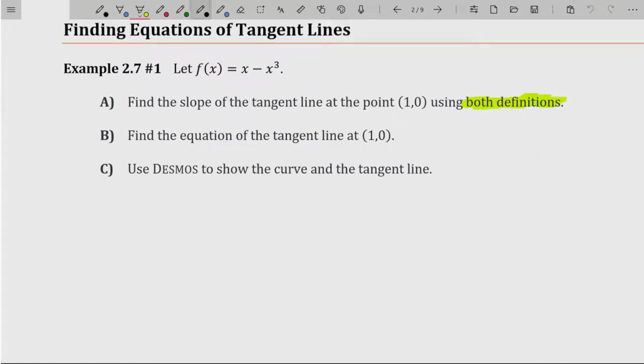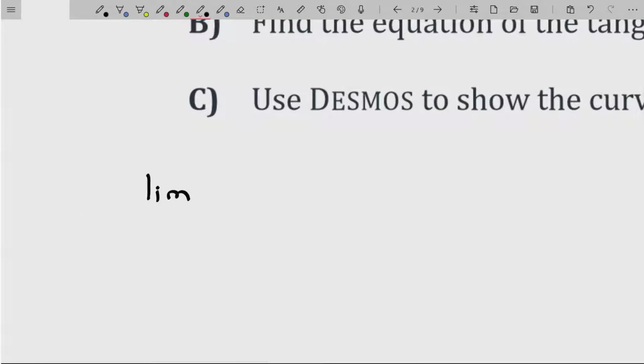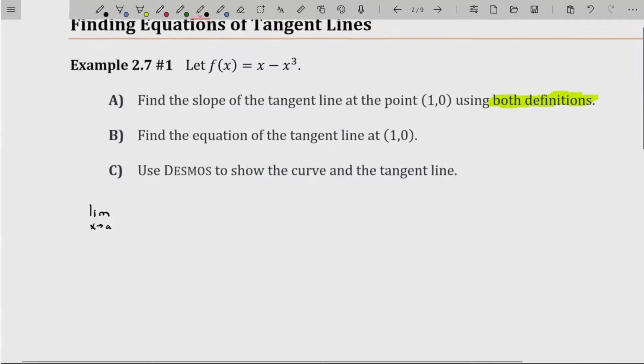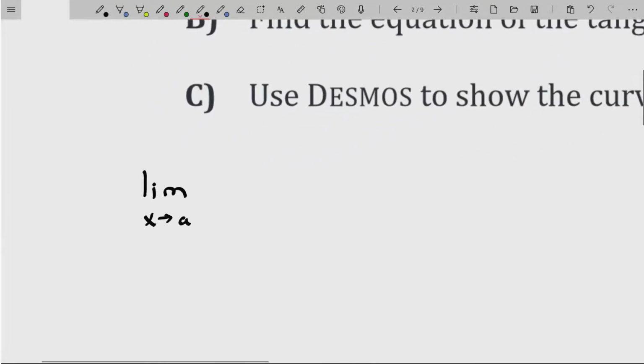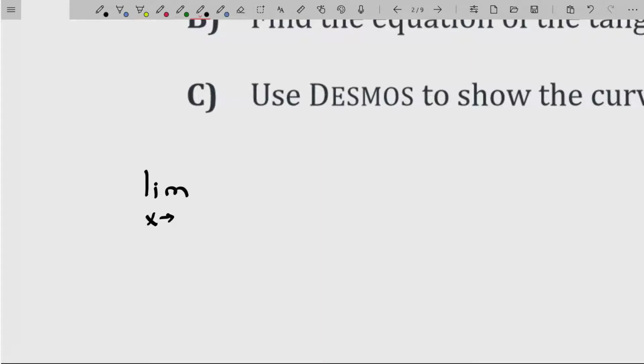So let's start there. The function we're given, by the way, is f of x equals x minus x cubed. So let's start with the limit as x approaches a. And by the way, did they tell us? Oh yeah, they told us to find the slope of the tangent line at (1, 0). That means at x equals 1. So rather than allowing x to approach a, I'm just going to make a note here that a is equal to 1. So we're allowing x to approach 1.